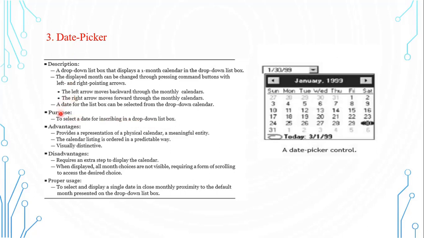What is the purpose of the date picker? It is to select a date. Advantages: it provides a representation of a physical calendar as a meaningful entity. The calendar listing is ordered in a predictable way. It's visually distinctive. All calendars are visually distinctive.